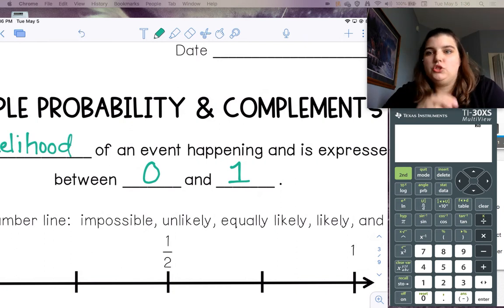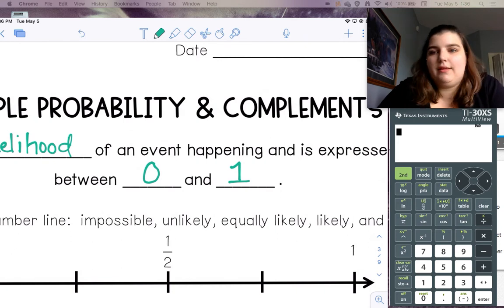Anything over that is like it's 110% sure it's going to happen. That's not a real thing. You can only have 100% in real life.